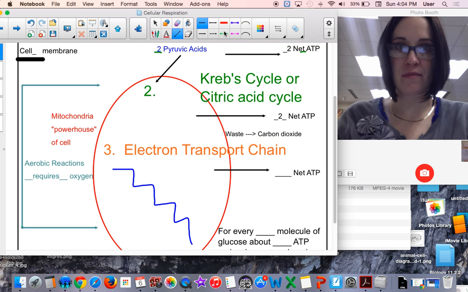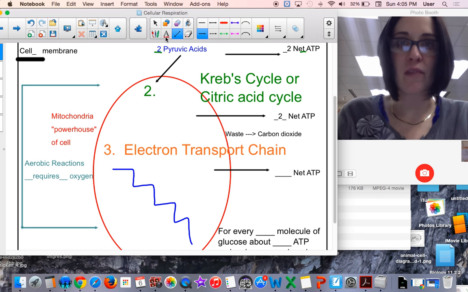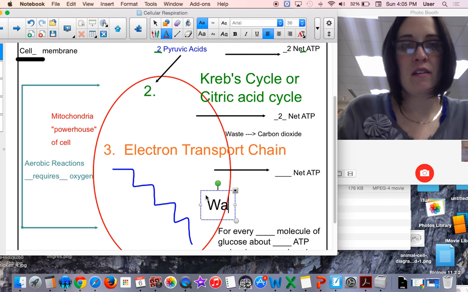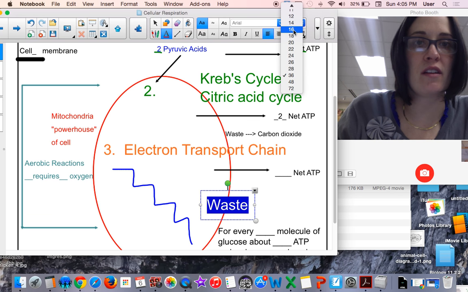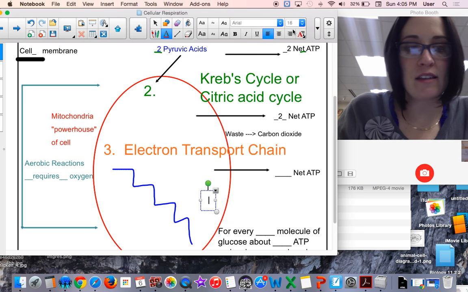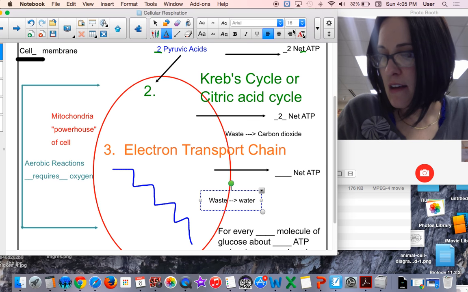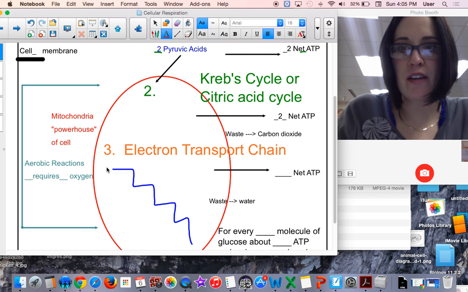One of the things that's needed, of course, is oxygen. So oxygen is put in here. And another waste product, you're going to want to add this. Waste product produced down here, essentially another product as a result of the electron transport chain, is water. Okay, and write down over here hydrogen ions.